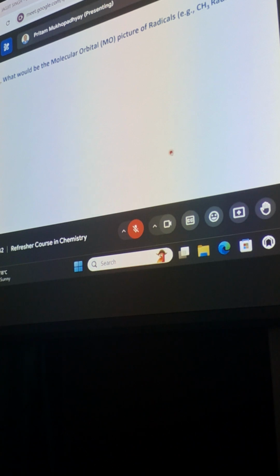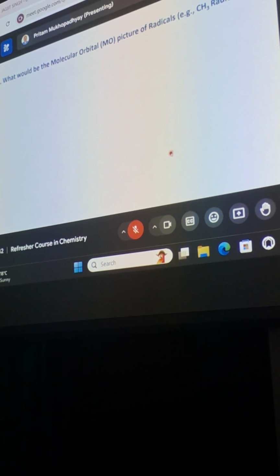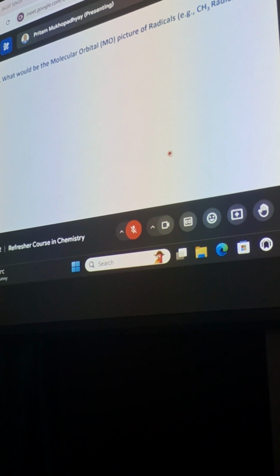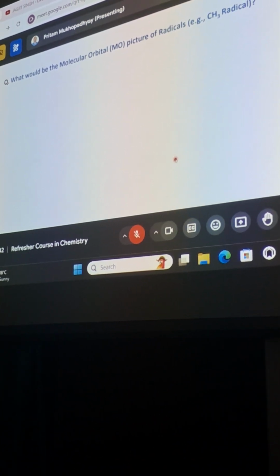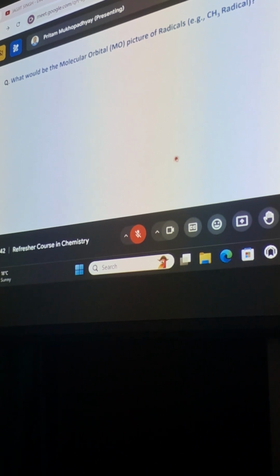Now, a very important part of radical chemistry that we have to understand is the frontier molecular orbital. That means the molecular orbital picture of the radicals. And the best thing is to start with the methyl radical, CH3 radical.